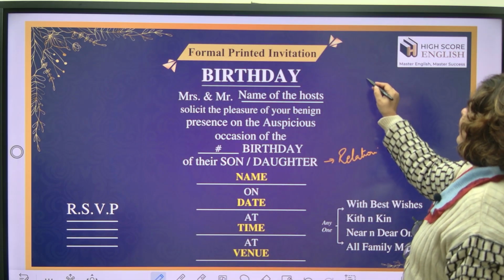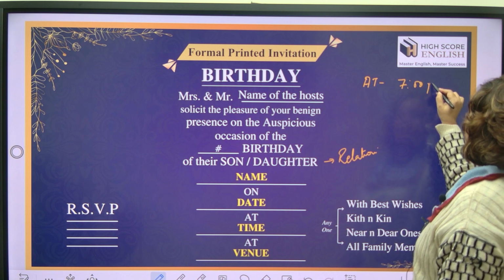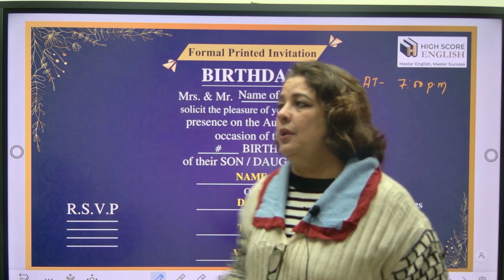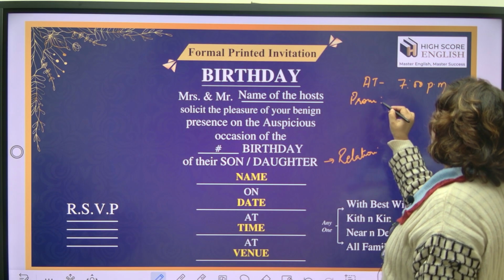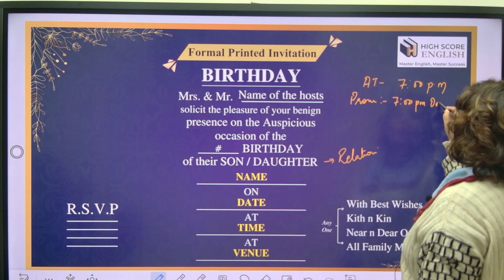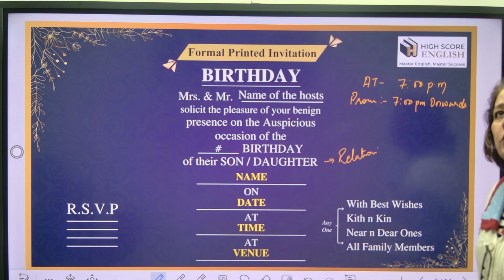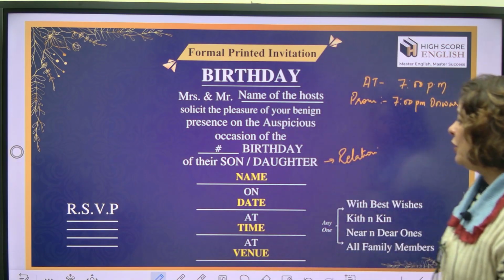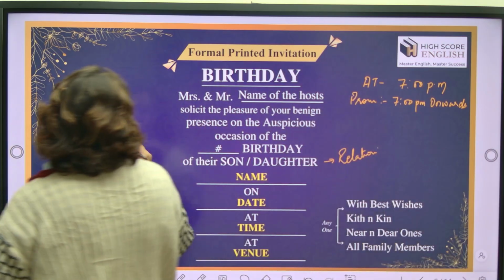For time, you have to keep two things in mind. At fixed time, 7 p.m. And if you are talking about a duration, then you will say from 7 p.m. onwards. What are you going to write? Onwards. Both are correct. You can use any of the two options. That's not an issue at all. Okay. Venue part, as I told you, you have to keep two things in mind.